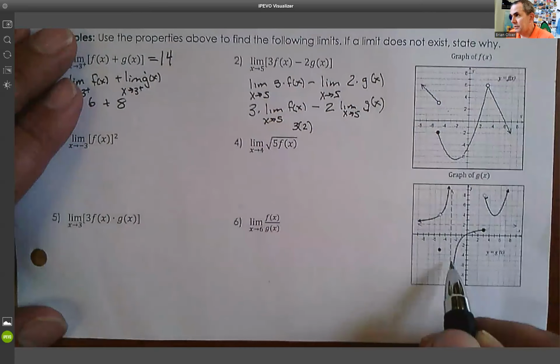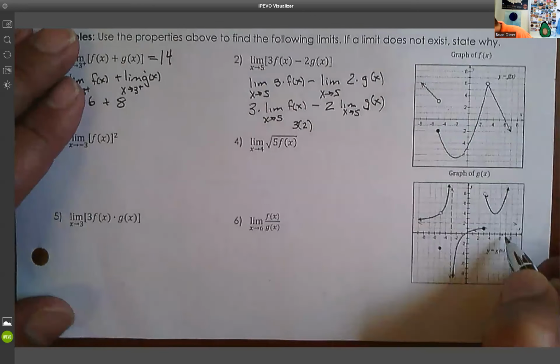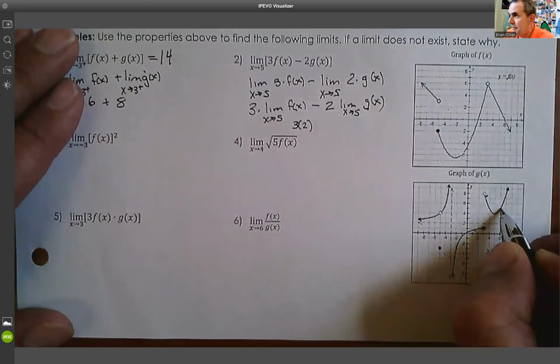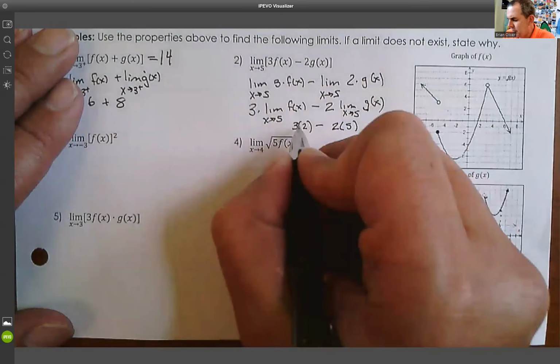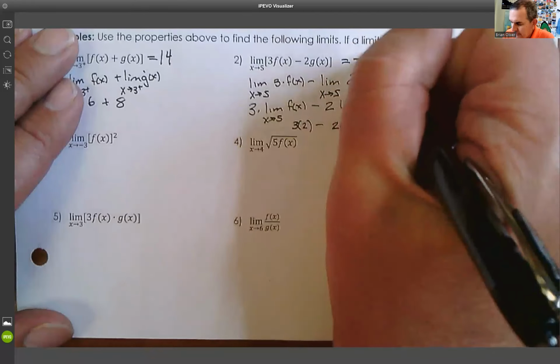Now I go to g of x and do the same problem as x approaches 5. When I look at x approaching 5, what goes up here? I trace my finger up from 5, and I see 1, 2, 3, 4, 5. To me, it looks like it's 5 up. So this is 2 times 5. So that's 3 times 2 minus 2 times 5, 6 minus 10. It's negative 4.